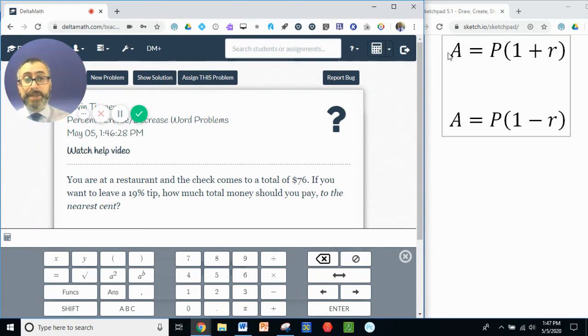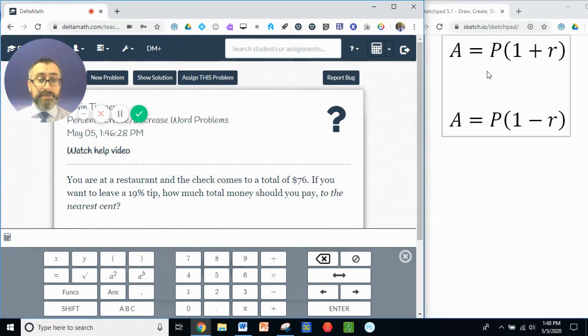So, since I'm going to be leaving more money than 76, I'll use this first formula with the plus. I need to figure out what these letters represent. I'm trying to figure out how much money I'm going to pay after I make my calculations. So I need to have my P and my R. The P, the principal, how much I started off with.